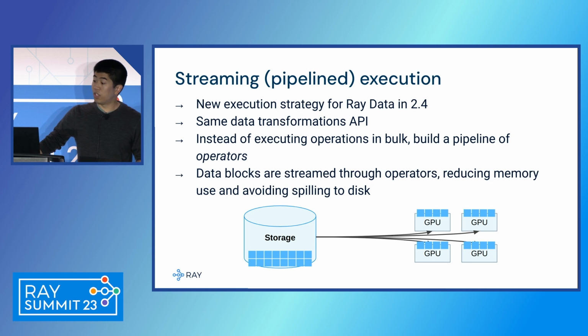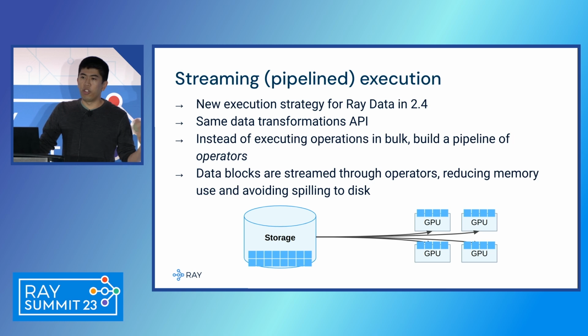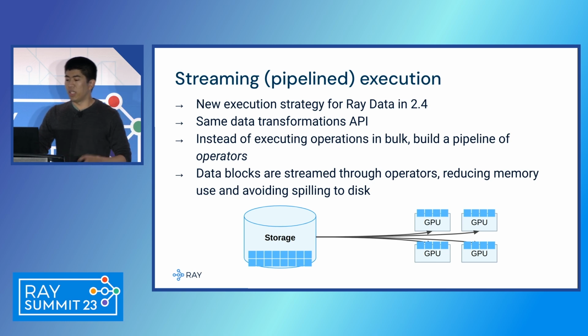In the new streaming execution paradigm, the API doesn't really change, but under the hood, Ray data is instead creating a series of operators for your Ray data job and streaming the data from the data source through those operators and to your final data sink without needing to spill to disk.